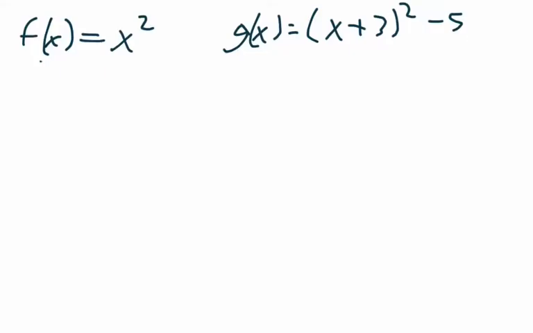When doing this transformation in problem number 2, we have two of them. The first one is this +3 inside, and that +3 means we are going to go to the left by 3. If it would have been minus, we would have gone to the right. And this -5 at the end, we are going down 5. And anything that's in parentheses, we always do the opposite of what we think we should do.